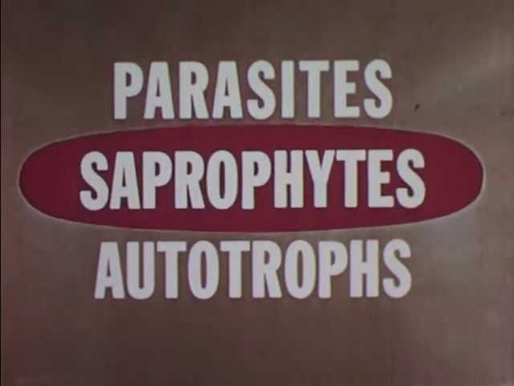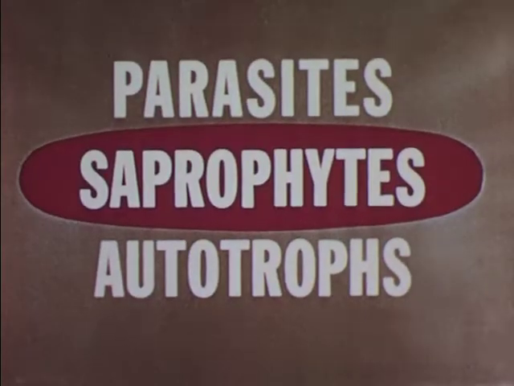Saprophytes live upon dead plants or animals or their products. Saprophytic bacteria produce enzymes that cause the chemical breakdown. There are more kinds of saprophytic bacteria than of any other type.